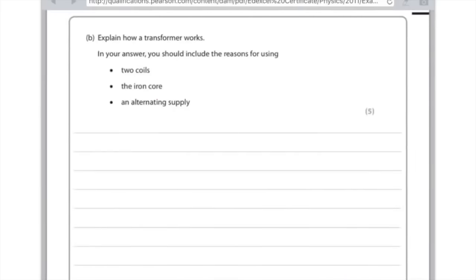B. Explain how a transformer works. In your answer, you should include the reasons for using two coils, the iron core and alternating supply. Don't stress too much if you're like, oh, I don't know how to crowbar those things into my answer. Just write what you would write normally and you'll find that they'll just fit in.